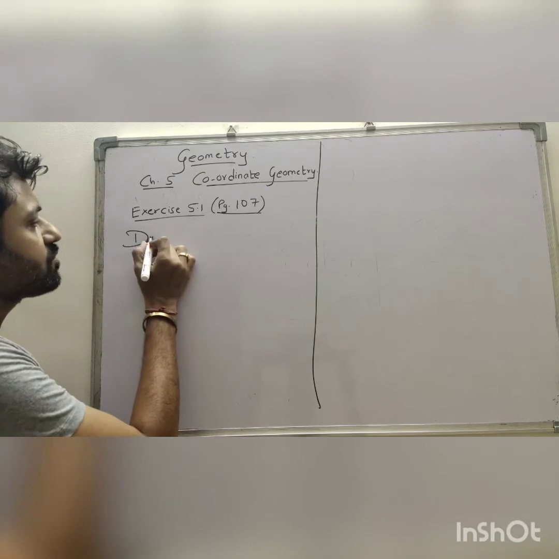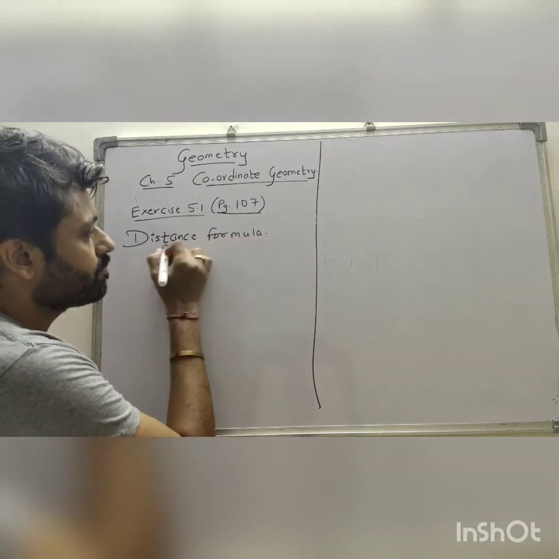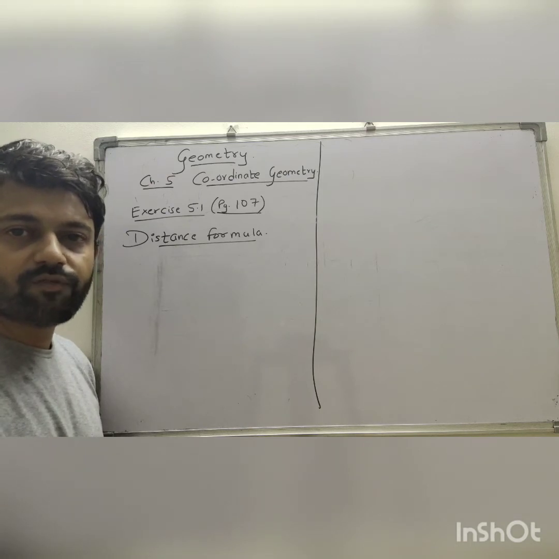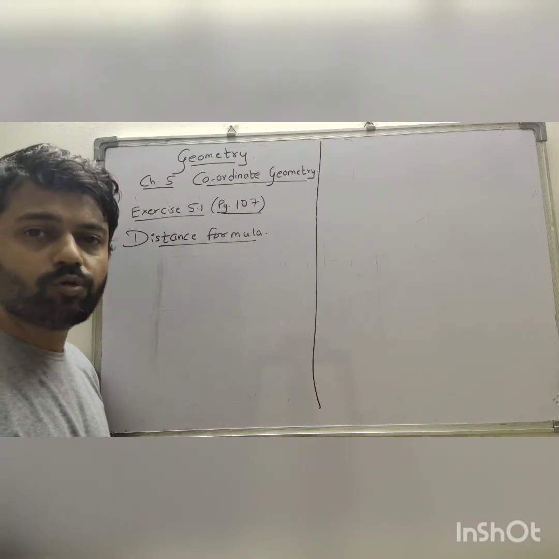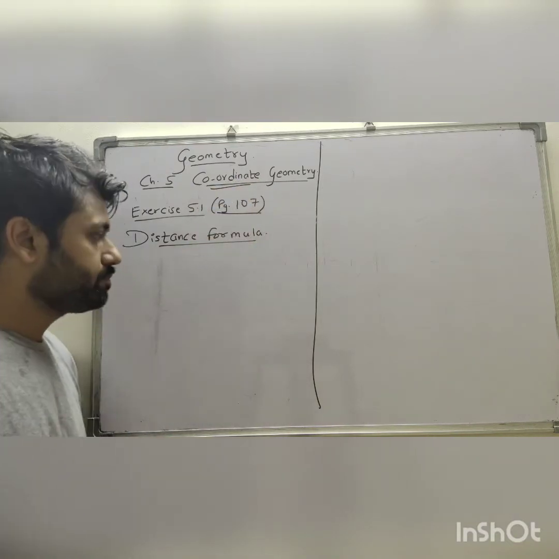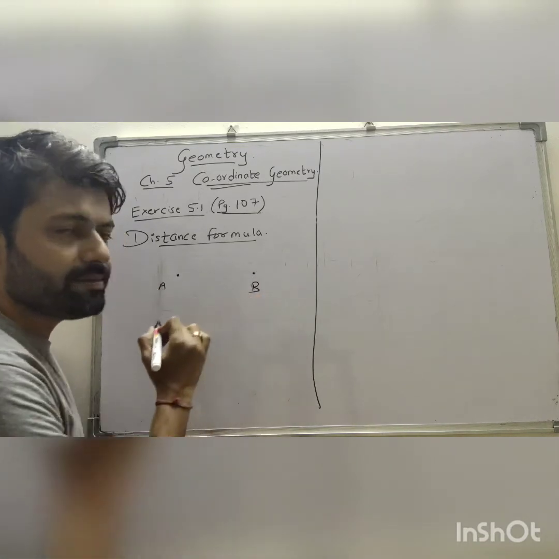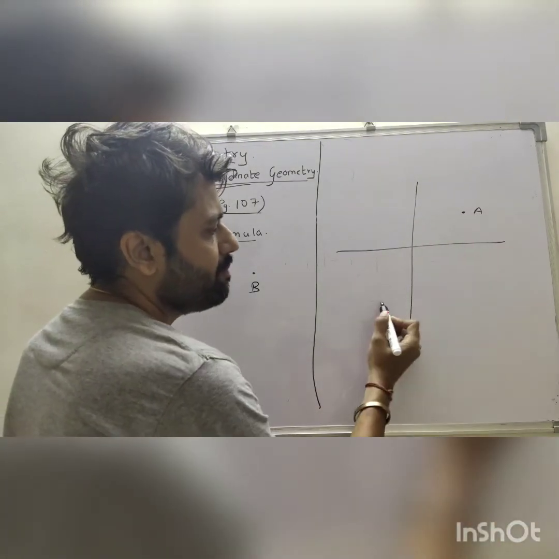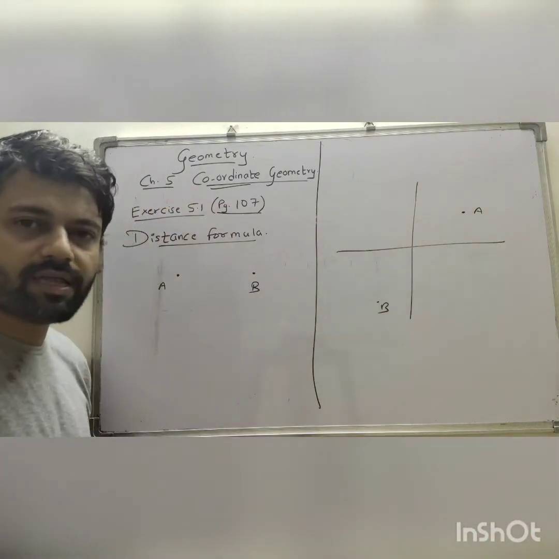The name of the formula is called distance formula. Let us understand distance formula. Suppose we have 2 points on coordinate system, that is on graph. Say point A and point B anywhere on the graph. If this is the graph, A and B are any 2 points. They can be anywhere on the graph on any quadrant.